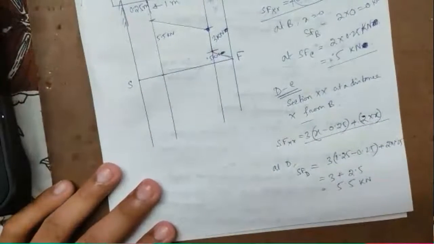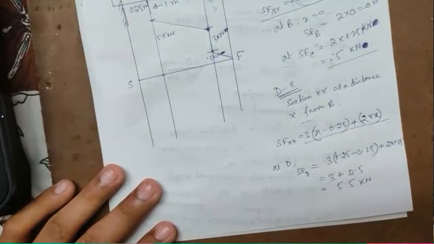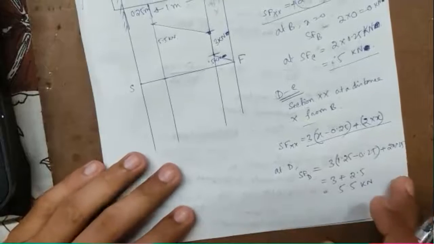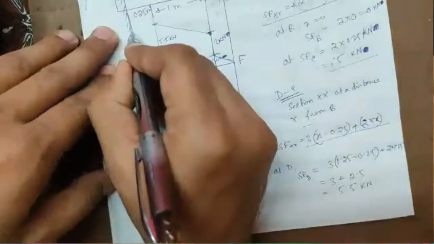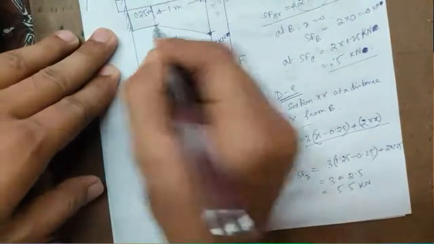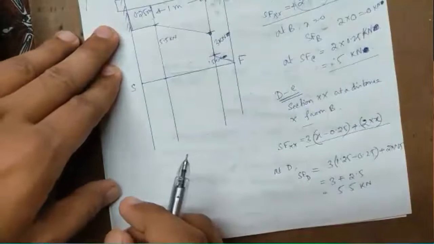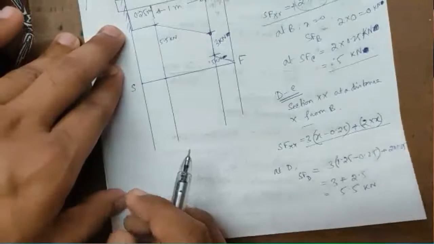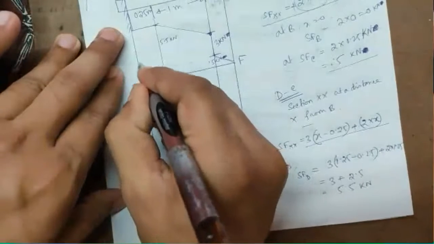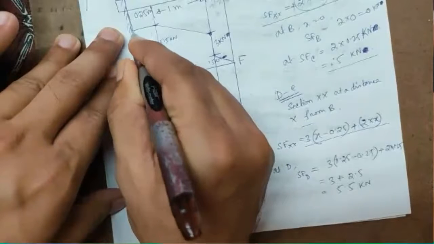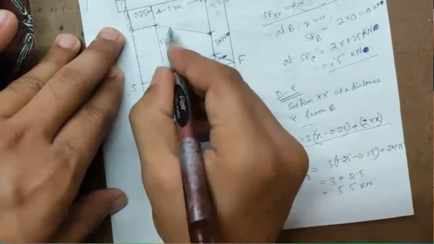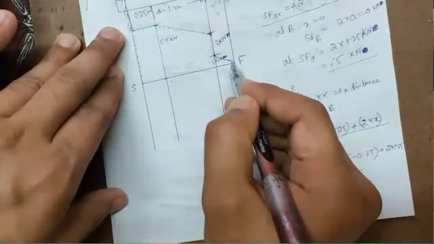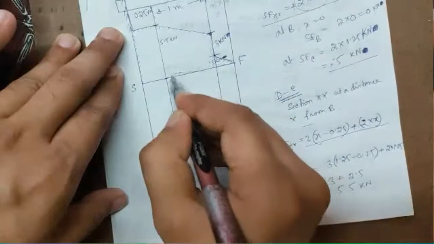Now, as you see, there are no forces between A to D. There are no forces, that means the shear force will remain unchanged. So there will be a horizontal line, and this will also be 5.5 kilonewton at A. Okay, so the shear force diagram can be drawn in this way.